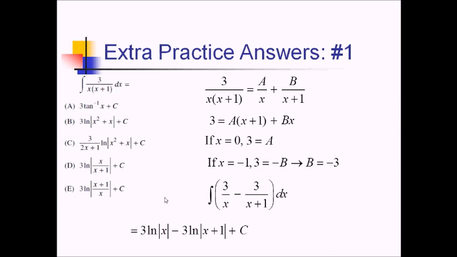Looking at my answer choices, I see that that doesn't match anything. So that means I have to combine these using my log rules. To do that, I can factor a 3 out of the first two terms. And then I've got ln of x minus ln of x plus 1. When I subtract logs, I'm dividing the stuff inside. So this is really just ln absolute value of x over x plus 1. And then still have that plus c in there. So that's going to give us choice D.